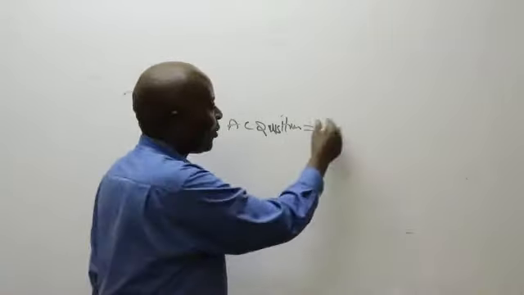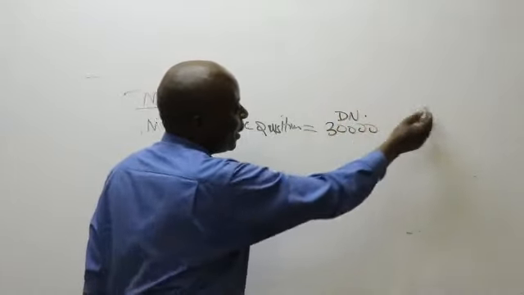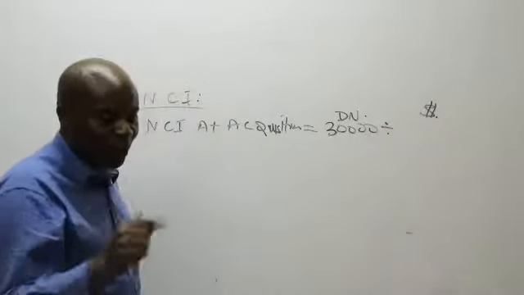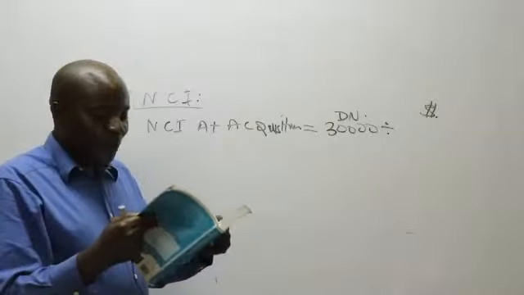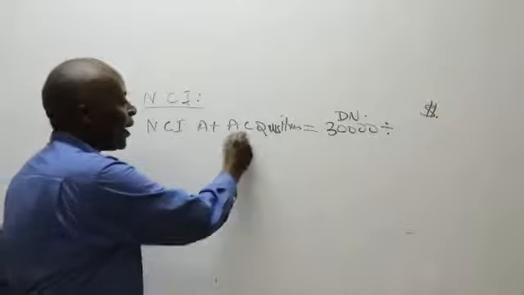NCI at acquisition is 30,000 DN. But now I want to translate this to dollars. So how do I translate? Which rate should I use: 4, 3, or 2? It is 4, because of the word acquisition at the start.